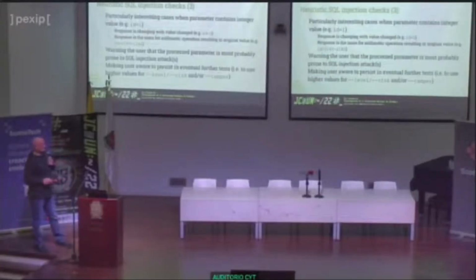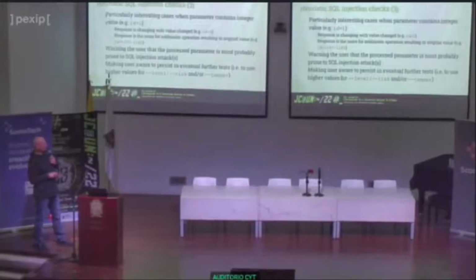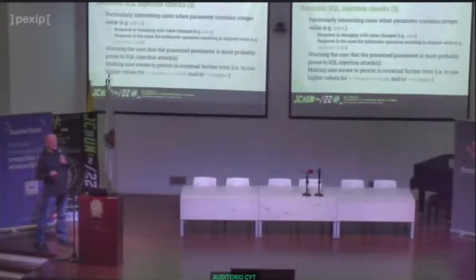So, especially, I would say, juicy cases are the integer ones, where you can put this kind of stuff instead of the original values. So have the ID equals 1, and you send some arithmetic equation to the other end, and if this is evaluated to the 1, while we detected that this is changing with different values, we say, okay, this could be SQL injection.